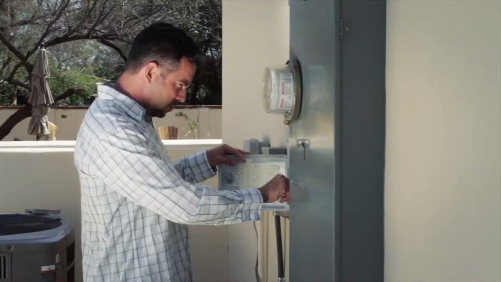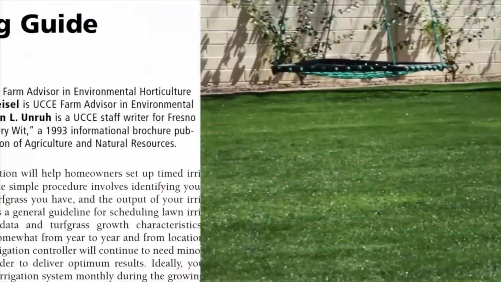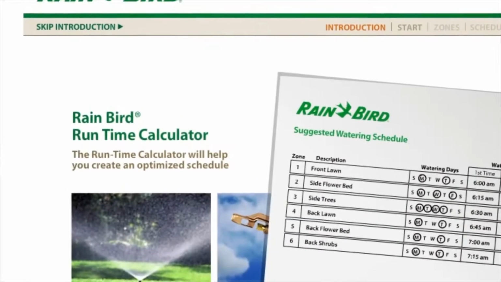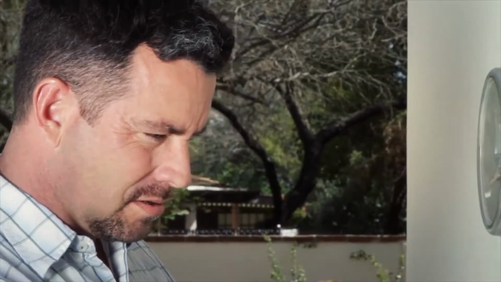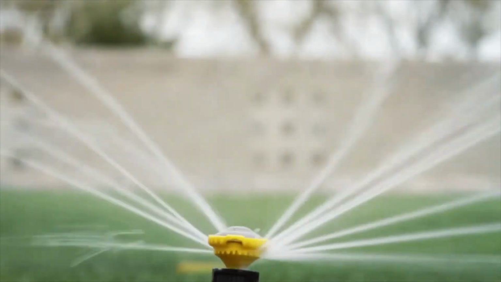A good place to get tips on how long and how often to run each zone is from your local university extension. Some irrigation manufacturers also have runtime calculators on their websites. You might not realize it, but many sprinkler controllers already contain some easy-to-use water-saving features.